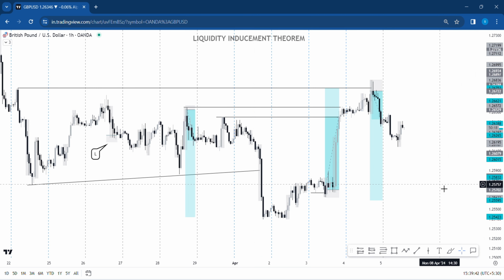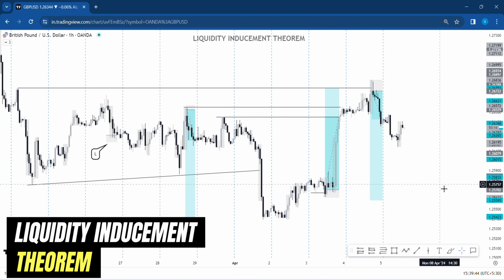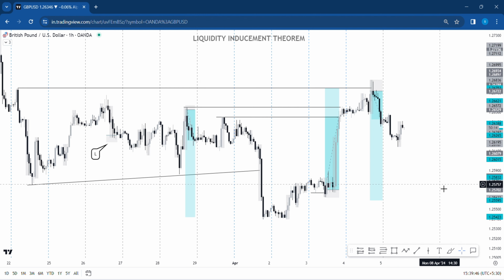These were the trades I took using the liquidity inducement theorem this week and passed my 600k in challenges. And I saw many smart money traders and ICT traders took random losses here because they aren't aware of the liquidity cycle.